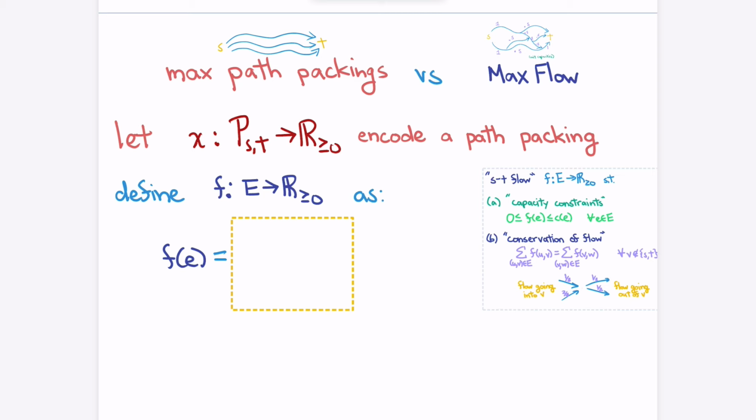So I have a bunch of paths. I'm writing P_ST to denote all the possible paths from S to T, and X is assigning 0.1 to one, 0.2 to another, 0.3, something like this. And now I want to convert that to a flow and then check that it's feasible and has the same size. So if I'm looking at a particular edge E, given my path packing, what should I define it as?